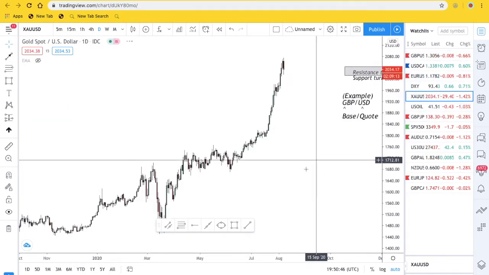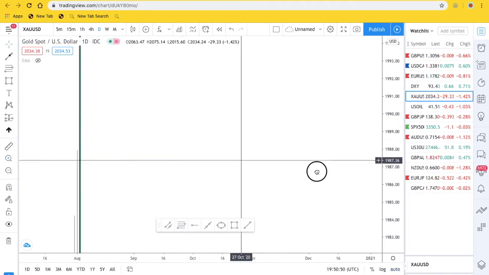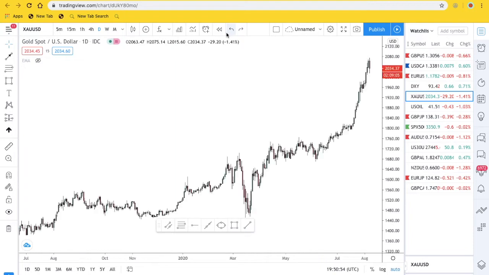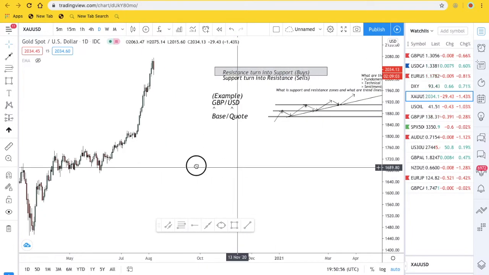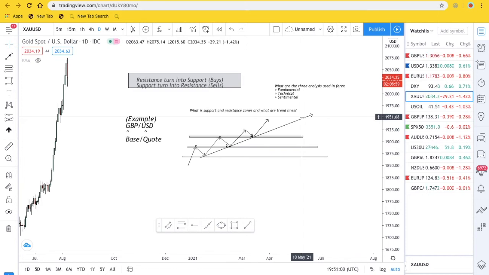But let's get back to this. All right, so that's basically what that was. That was fundamental analysis. Fundamentals are basically news events around the world that affect the market.